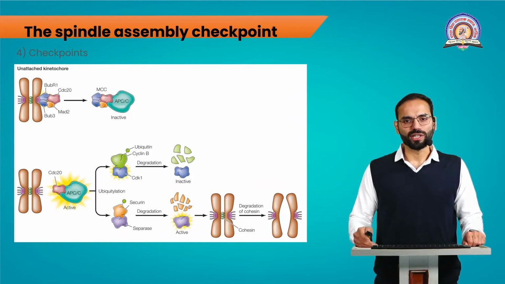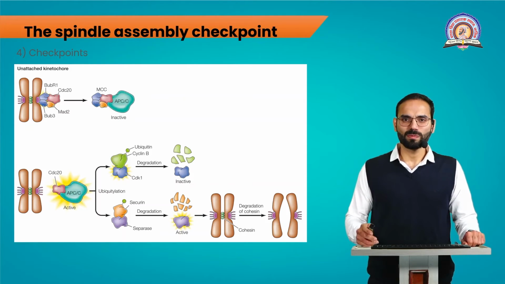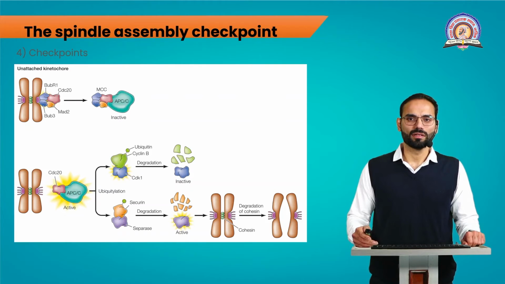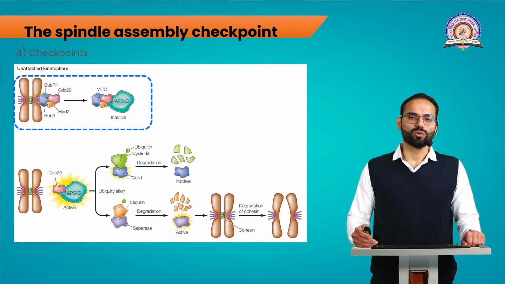The third checkpoint we will look into in detail is the spindle assembly checkpoint. This spindle assembly checkpoint is mediated by the anaphase promoting complex. This checkpoint is very sensitive. Even a single misalignment of a chromosome can lead to activation. So let's see what happens when the kinetochore remains unattached at the centromeric site on a chromosome. That results in an activation of MCC, that is the mitotic checkpoint complex.